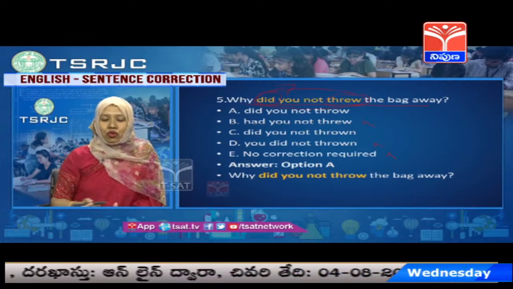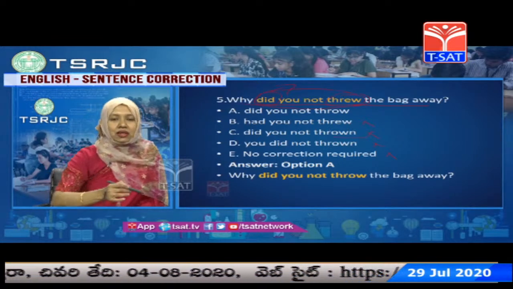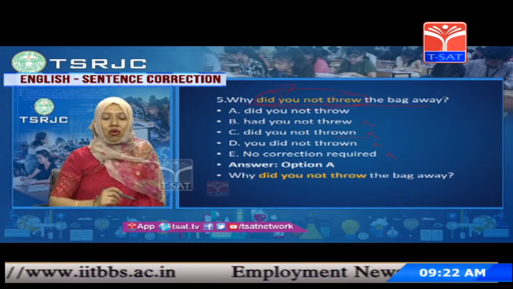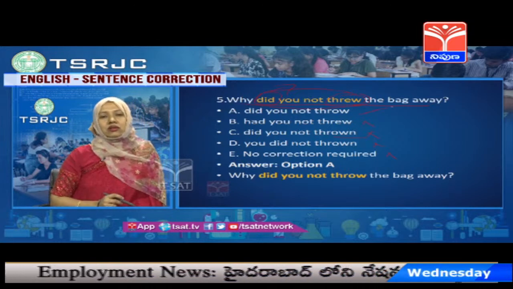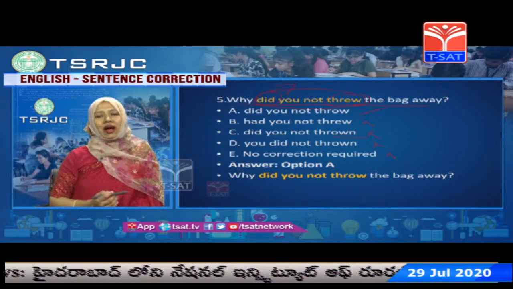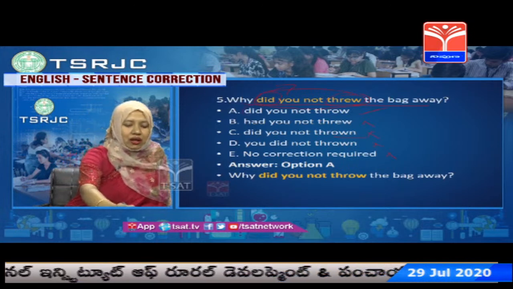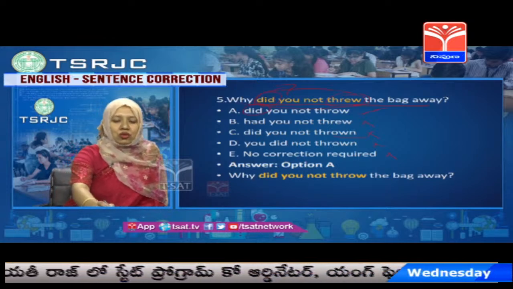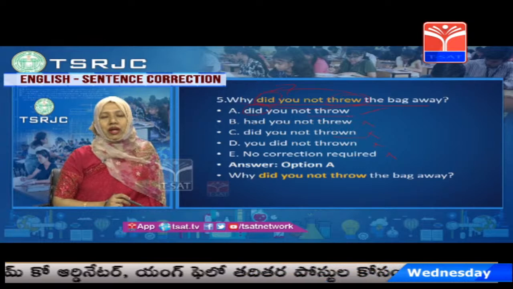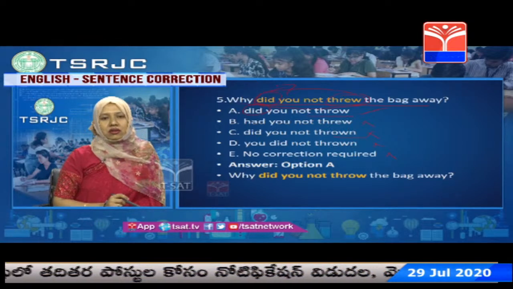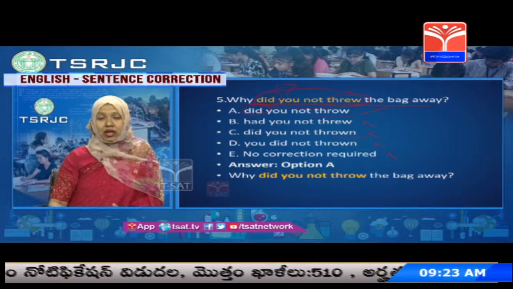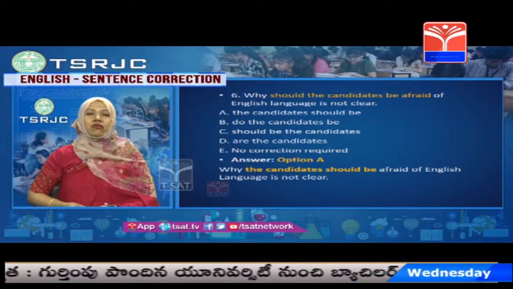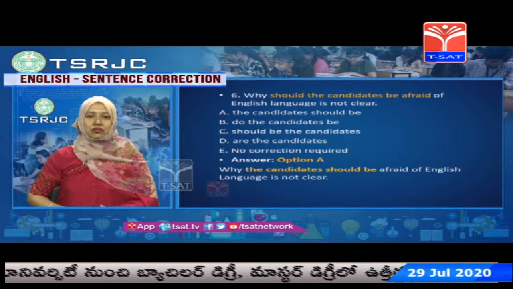Why did you not thrown? Here thrown also is in past participle form. So this option also is eliminated. Now what is left? Only A is left. Why did you not throw the bag away? Along with did, the helping verb which is in past, you should use throw. The main verb should be in present tense. So it is very easy. There is no need of getting confused. If you follow the rules, apply the rules, you can solve such questions very easily.